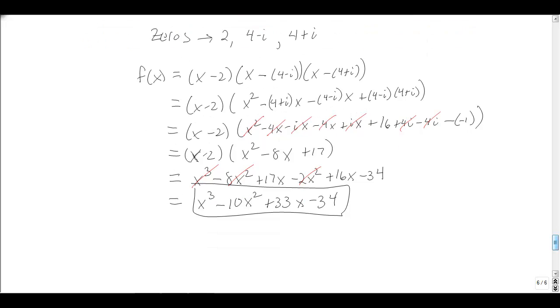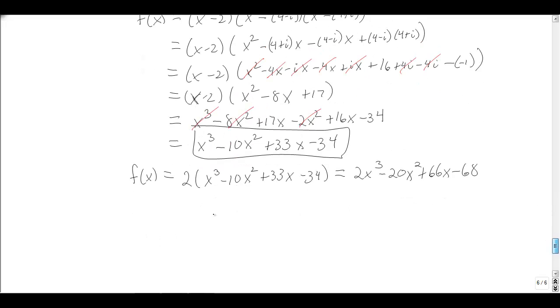So that's an answer. Now, if you wanted to be a bit of a smart aleck about this, there are actually lots of polynomials with real coefficients that have the same zeros. Instead of saying f of x equals this, which is probably the answer you're expected to give, but how boring is that, you could multiply this by any number. Let's multiply by 2. You could make this 2 times x cubed minus 10x squared plus 33x minus 34. That would give you 2x cubed minus 20x squared plus 66x minus 68.